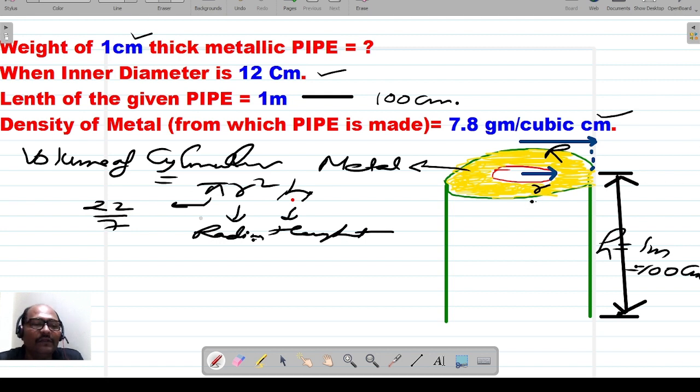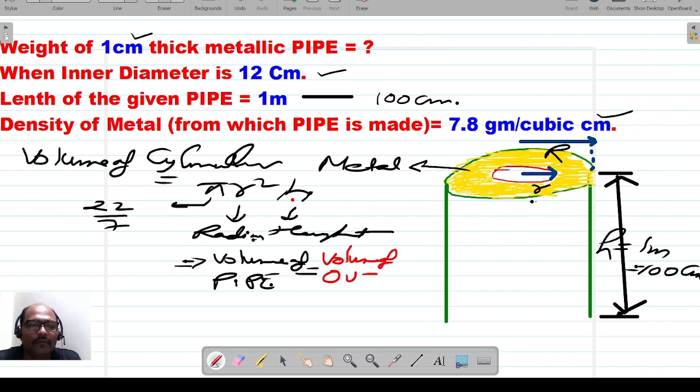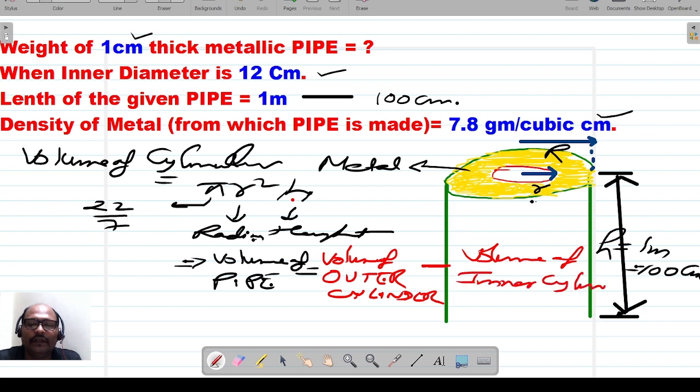So the volume of the pipe will be equal to the volume of the outer cylinder with radius R minus the volume of the inner cylinder. The inner cylinder will be crossing like this, students. So this is the hollow part.